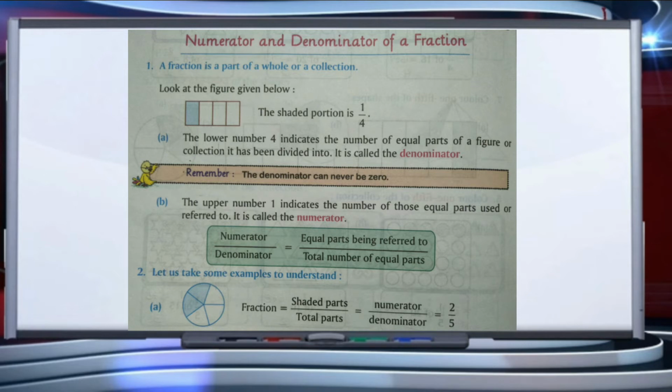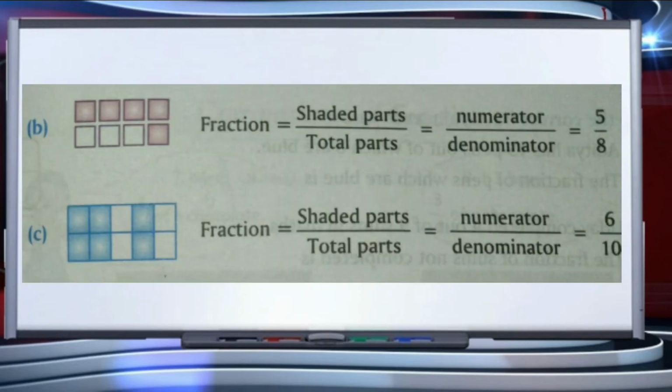Numerator will become 2, and total parts is denominator, means 5 total parts we are having here, that is the denominator will become 5. Next we are having here 8 boxes, out of which 5 are shaded. That means the fraction will become shaded part divided by total parts, or numerator divided by denominator. Then numerator will become the shaded parts, that is 5, and denominator will become total number of parts. Total number of parts are 8. So fraction will become 5 by 8.